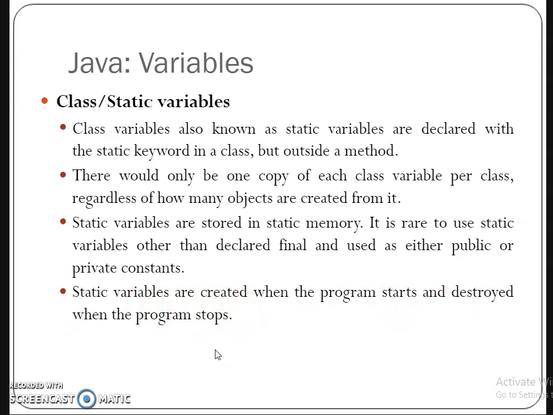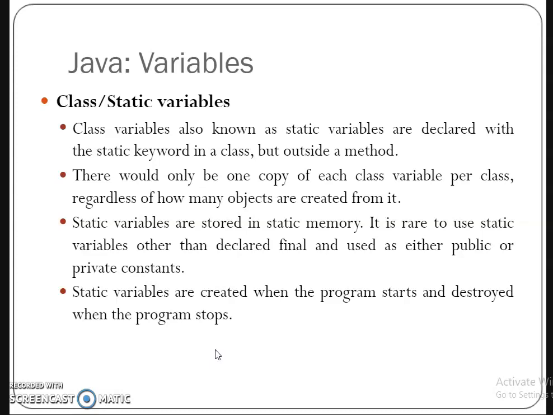You can see the difference between the three variables. The local variable is created when you enter into the method. When you exit from that method, the local variable will be destroyed. In the instance variable, when the object is created for that class, the instance variable will be created. When the object is destroyed, the instance variable is also destroyed. But the static variables are created when the program starts and destroyed when the program stops. So these are all the differences between the three.